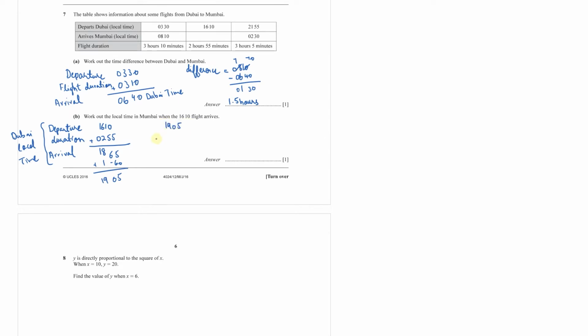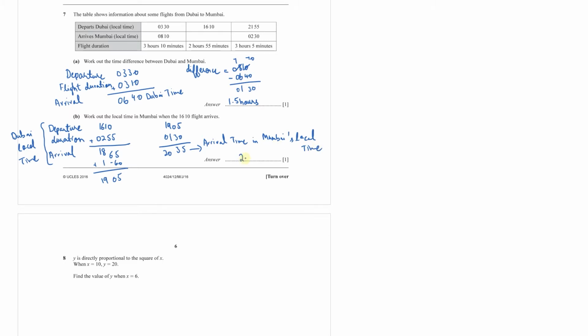And then according to Mumbai time, if you add 1 hour and 30 minutes to it, your arrival time would be converted into Mumbai's local time. So 5 plus 0, 5, 3, and then 20. So this is your arrival time in Mumbai's local time.